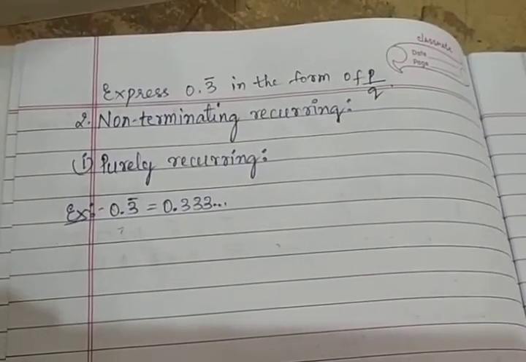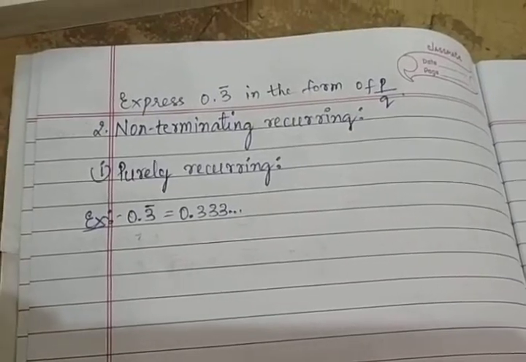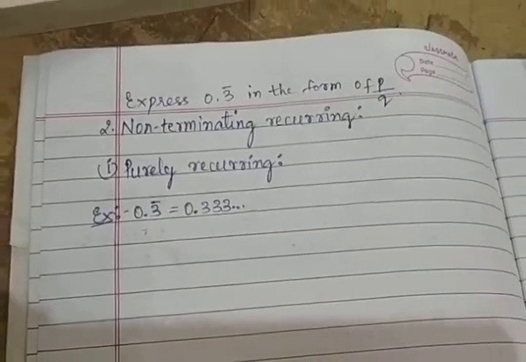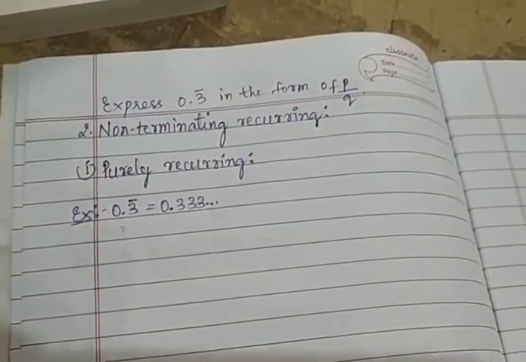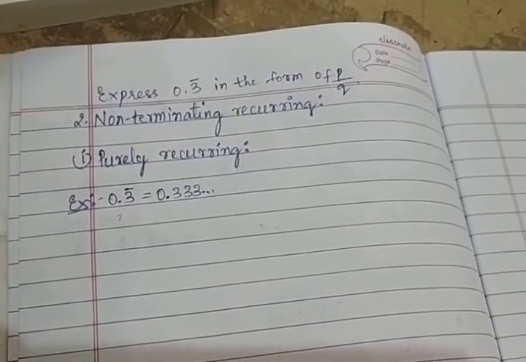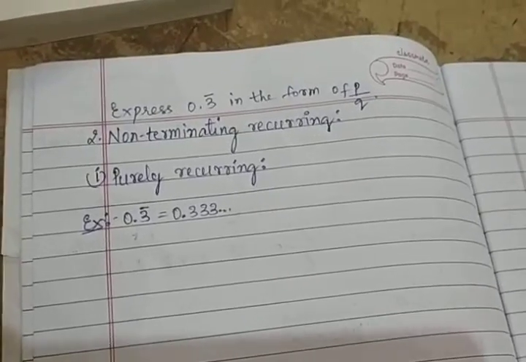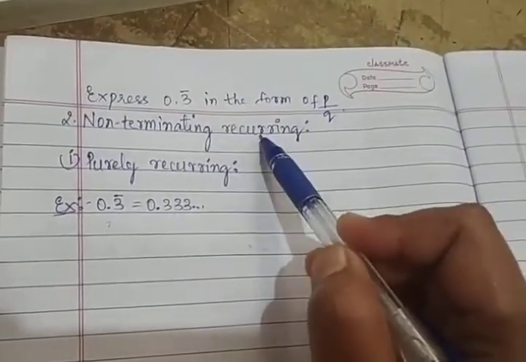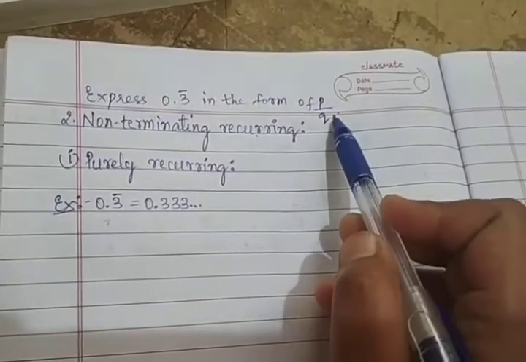We are expressing 0.3 bar in the form of p by q. In my earlier video I showed you how to express terminating decimal numbers in the form of p by q. Now we are going to learn to express non-terminating recurring numbers in the form of p by q.